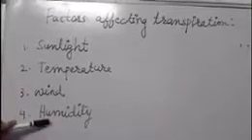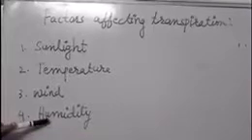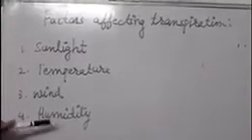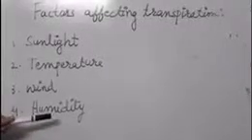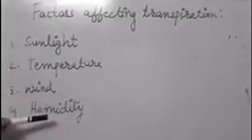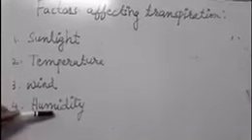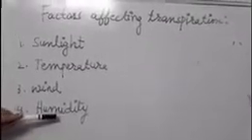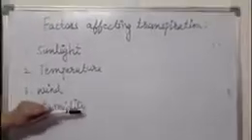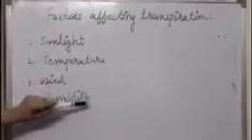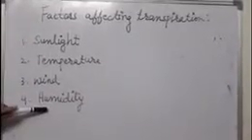Next we will discuss humidity. Humidity means the amount of water which is present in the air. So if the air is humid, if there is more moisture in the air, it will have a negative effect on transpiration, because if the atmosphere already has moisture, then it will be very difficult for the leaves to evaporate the water as water vapor. So these are the four factors which affect transpiration.